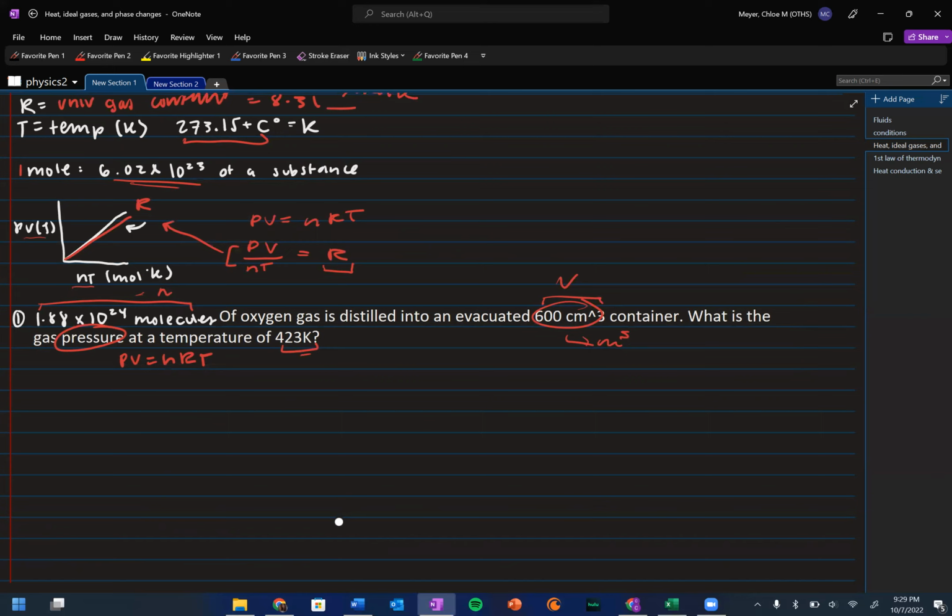So just follow along, try and solve this problem if you want first, and then play the video, or we can go through this together. So we start off with our equation. We look for our givens, which is going to be volume, molecules, which we're going to convert to moles, and then temperature. And so the variable we're looking for is pressure, since R is a constant, and we know that as well.